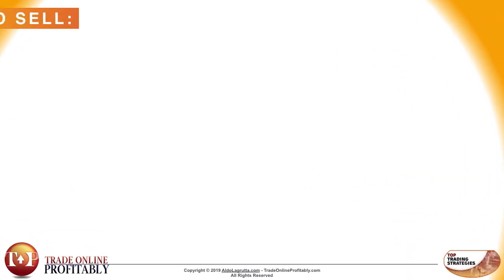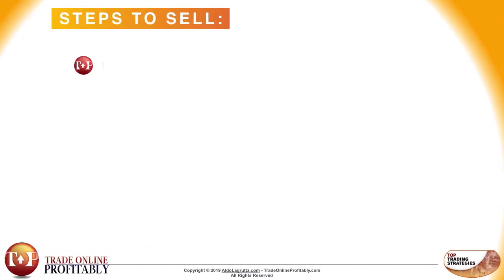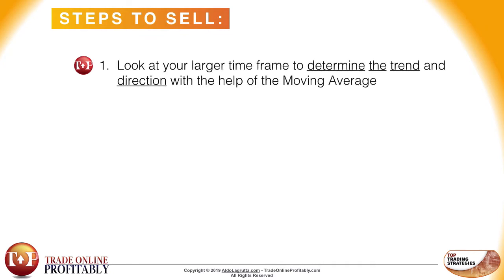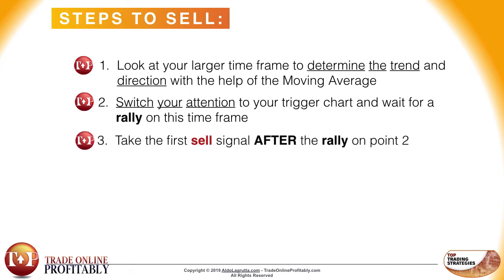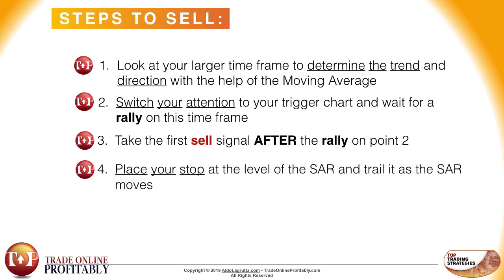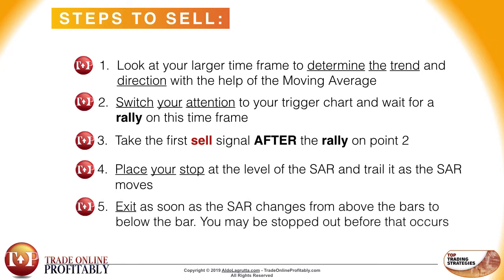And here are the steps to sell. Again, you look at your larger time frame and determine the trend and direction with the help of the moving average, which if you determine is down, then you switch your attention to your trigger chart and wait for a rally on this time frame. Take your first sell signal after the rally on point 2. Then place your stop at the level of the SAR and trail it as the SAR moves. And finally, you exit as soon as the SAR changes from above the bar to below the bar. And again, you might get stopped out before that even happens.